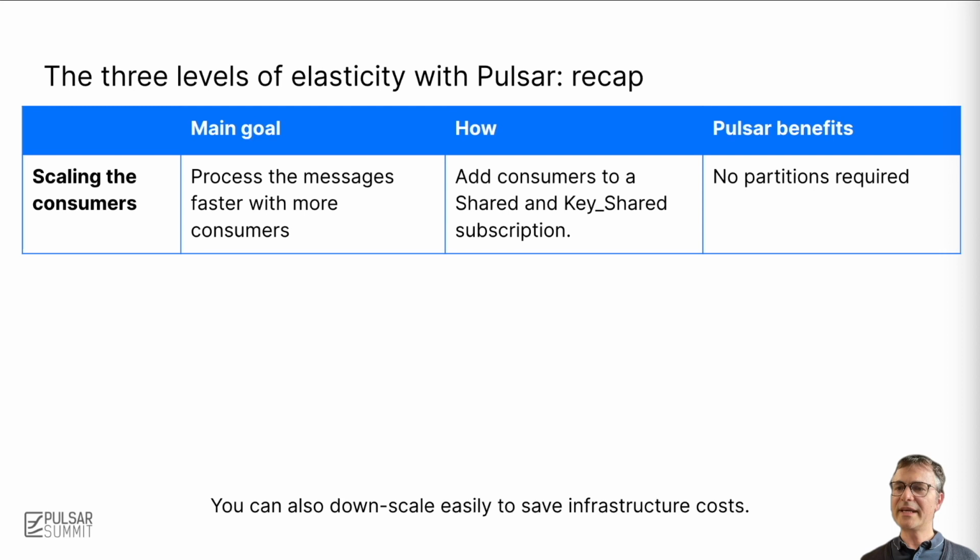Here is a recap of the 3 levels of horizontal scalability and the benefits compared to other streaming platforms. You may need to scale the consumer if you need to process the messages faster with more consumers. How will you do that with Pulsar? We just have to add new consumers to a shared and a key shared subscription, and there will be no partition required, no partition rebalancing.